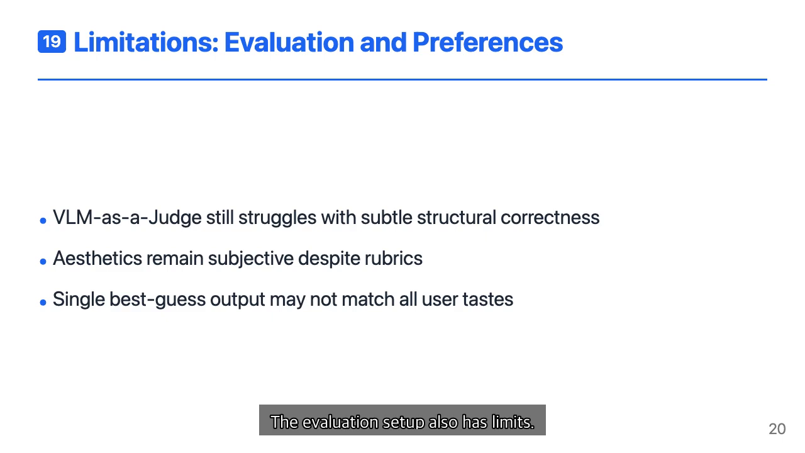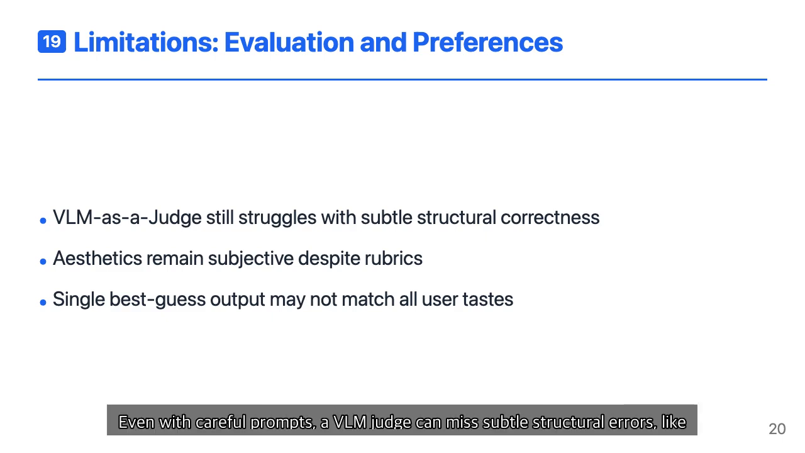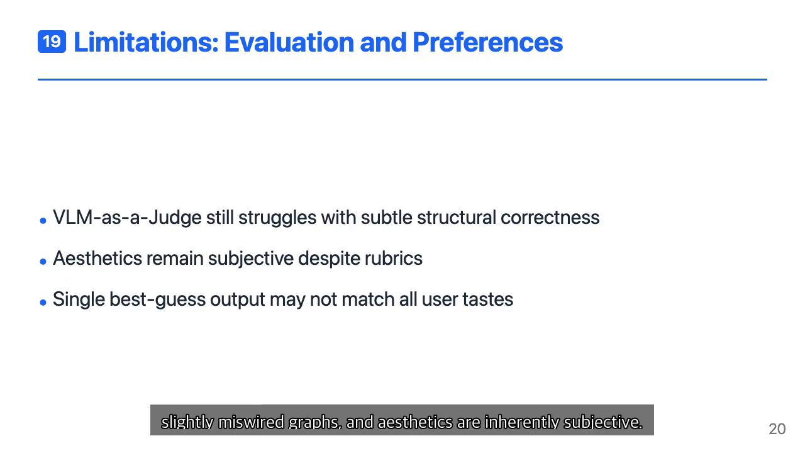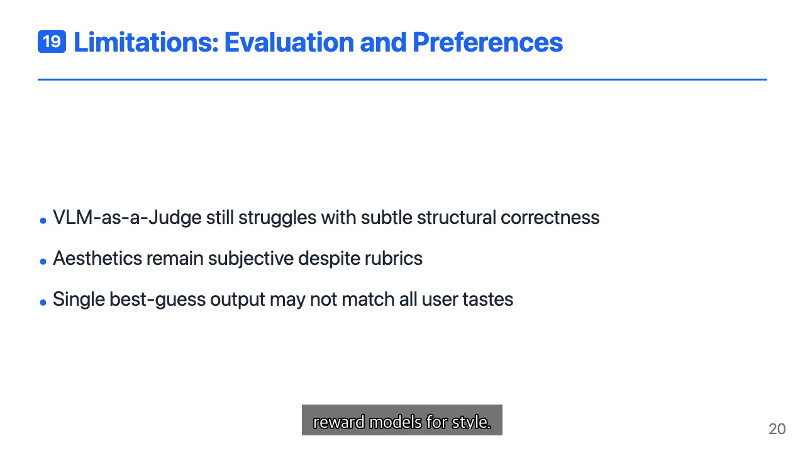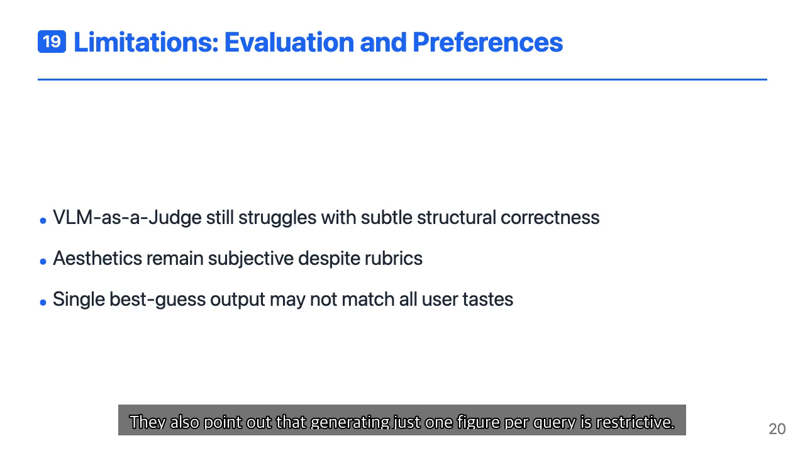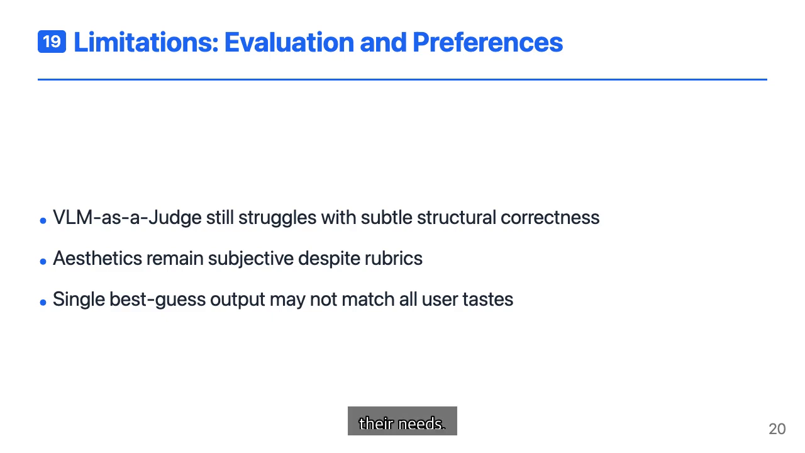The evaluation setup also has limits. Even with careful prompts, a VLM judge can miss subtle structural errors, like slightly miswired graphs, and aesthetics are inherently subjective. The authors suggest richer, structure-aware metrics, and possibly learned reward models for style. They also point out that generating just one figure per query is restrictive. A more powerful approach is test time scaling. Generate a diverse set of candidates, then let humans or preference models pick the one that best fits their needs.